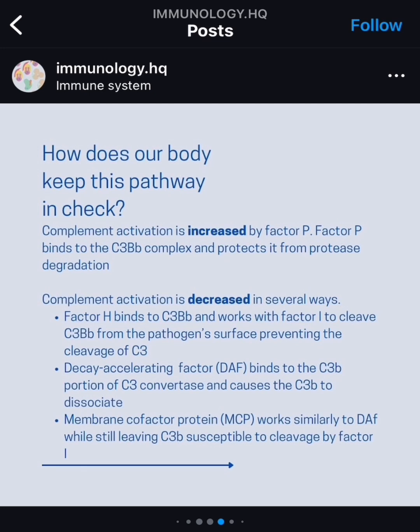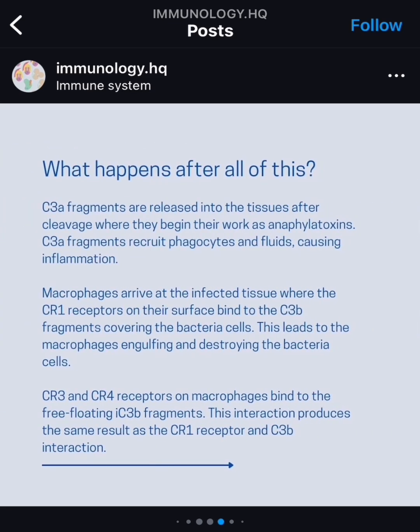Decay accelerating factor, also known as DAF, binds to the C3b portion of C3 convertase and causes the C3b to dissociate from that complex. Membrane cofactor protein, also known as MCP, works similarly to DAF while still leaving the C3b susceptible to cleavage by factor I. So, what happens after C3 is activated?